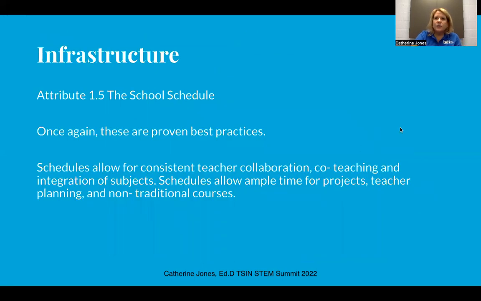1.5 is the school schedule. So once again, these are proven best practices. Look at your school schedule and reflect on what has occurred in your building. Schedules allow for consistent teacher collaboration, or when does collaboration take place? Is there co-teaching happening? Is there integration of subjects? Do schedules allow ample time for projects? Do schedules allow time for teacher planning? And then those non-traditional experiences that make this an innovative campus.